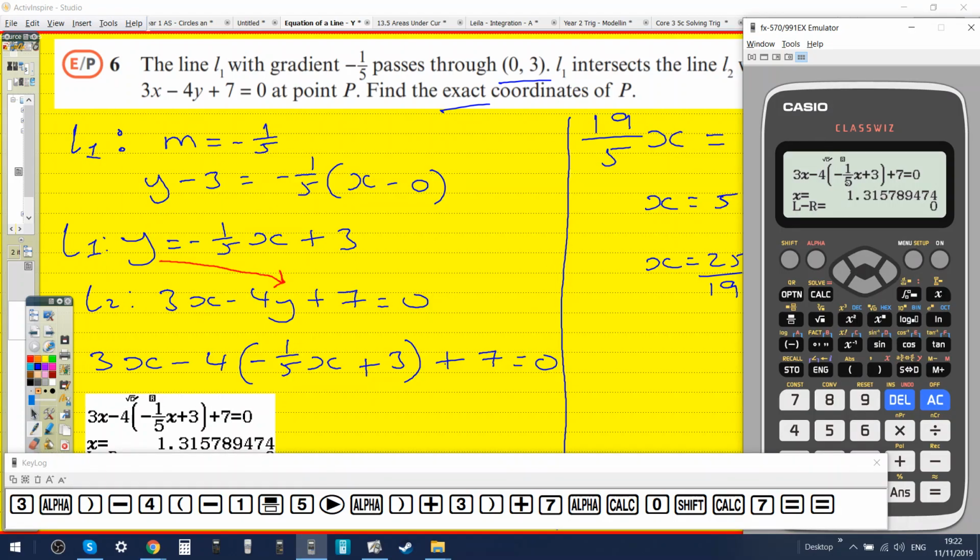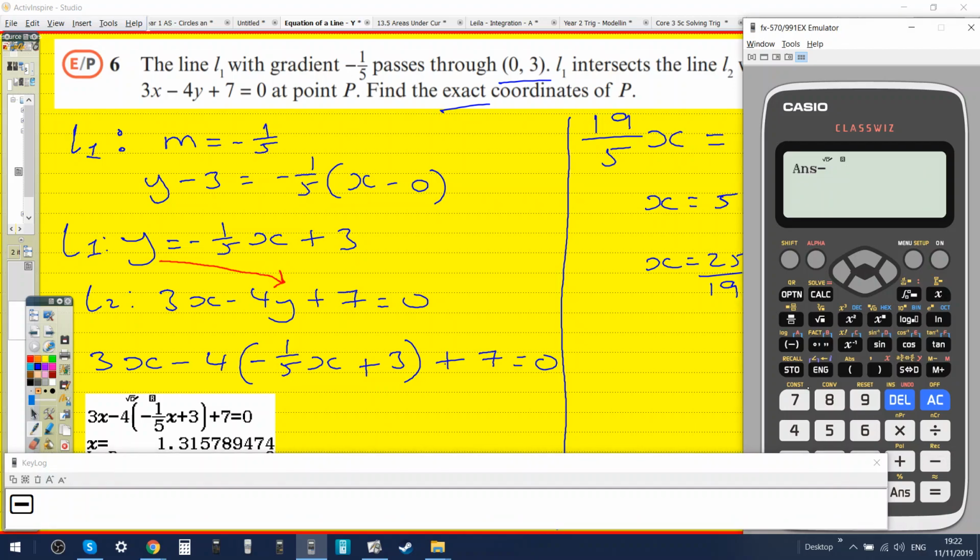Can I just sub in 25 over 19 into y equals minus a fifth x plus 3? Yeah. And then that'll be 52 over 15. Or 52 over 19, sorry. And what do I press for that one? So, sorry, we want x. We found x, so that's times the answer plus 3. 52 over 19.